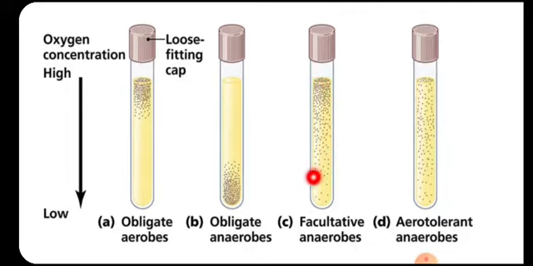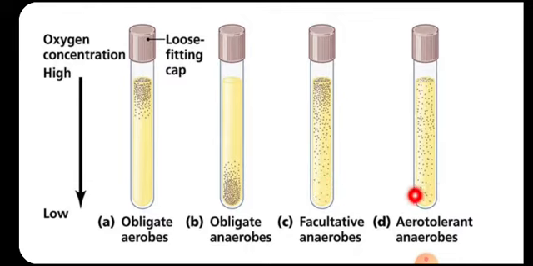Facultative anaerobes will grow in this pattern. So they will grow in oxygen in almost all concentration zones. So this will be the pattern for facultatively anaerobic bacteria.